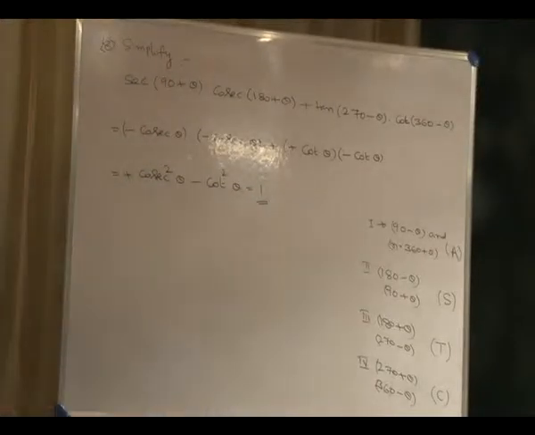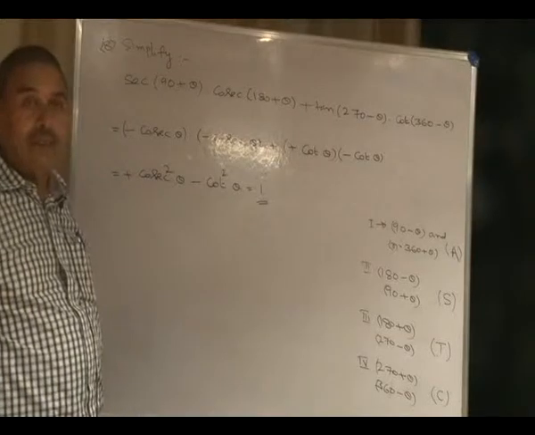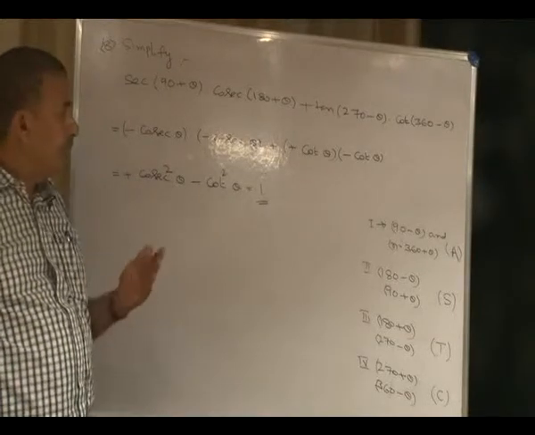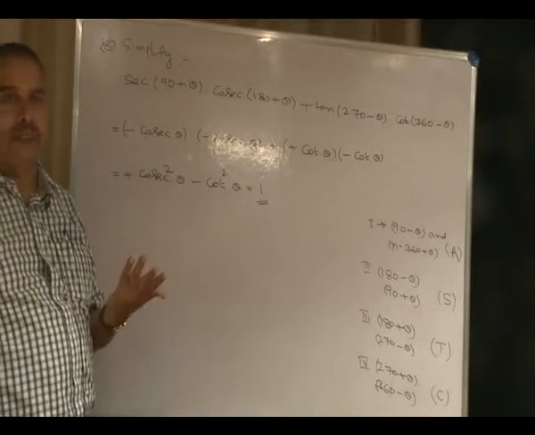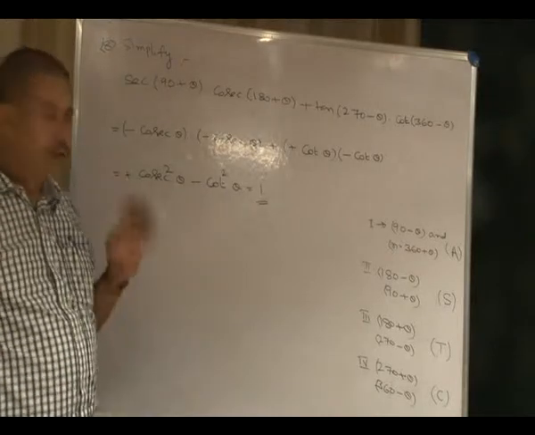The relations between the trigonometric functions: sin square theta plus cos square theta is 1, 1 plus tan square theta is secant square theta, 1 plus cot square theta is cosecant square theta. Since 1 plus cot square theta is cosecant square theta, cosecant square minus cot square is 1.